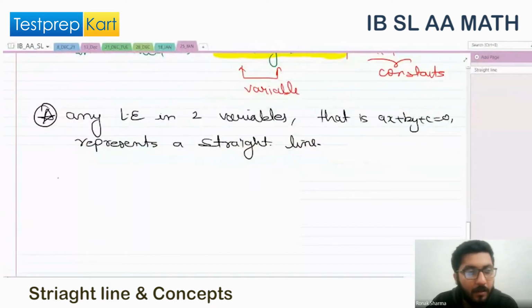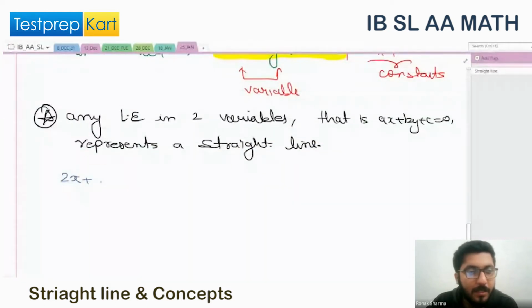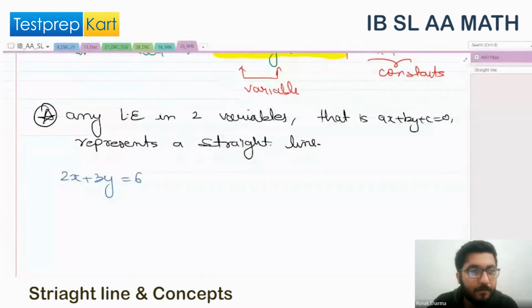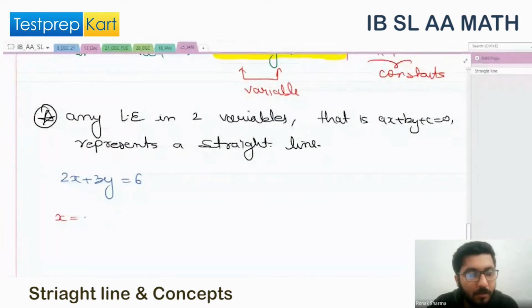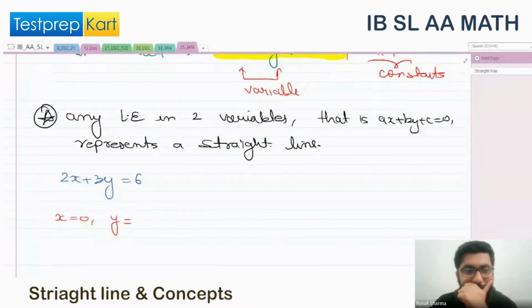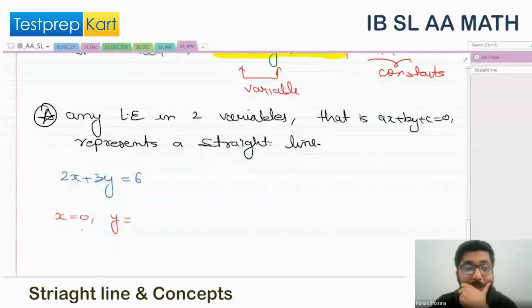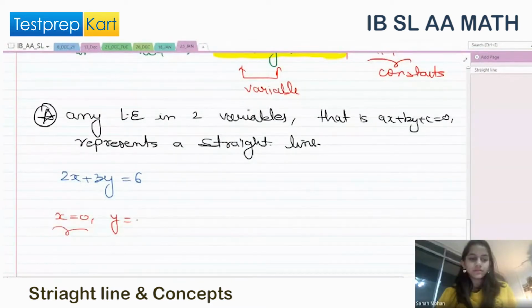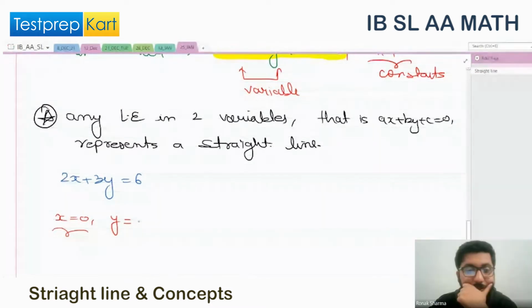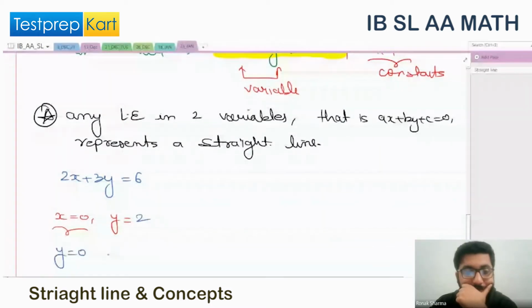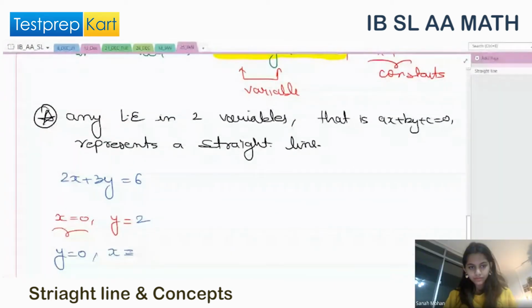Okay. Now let me take one equation, 2x plus 3y equals, let's say, 6. If I put x equals 0, what will be the value of y here? If x is 0, then y would be 2. Good. And if we put y equals 0, x would be 3.